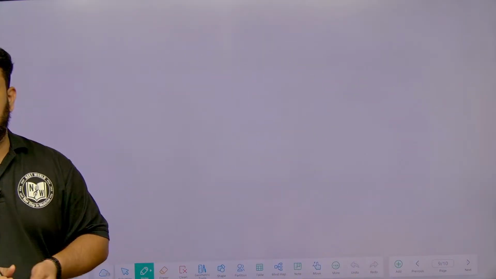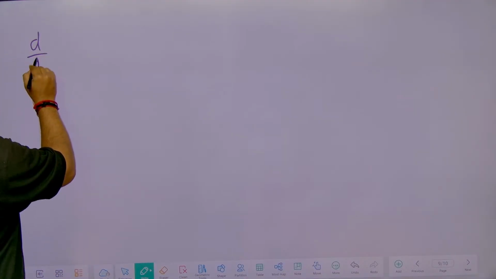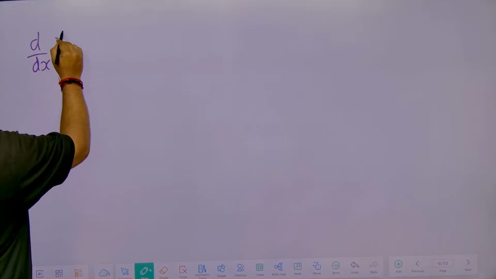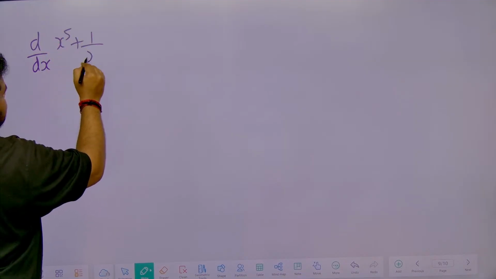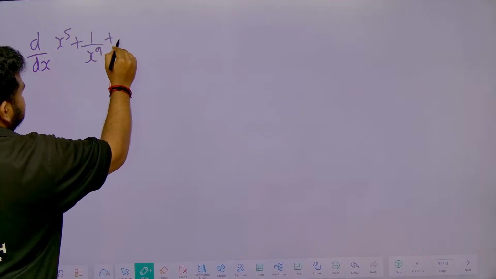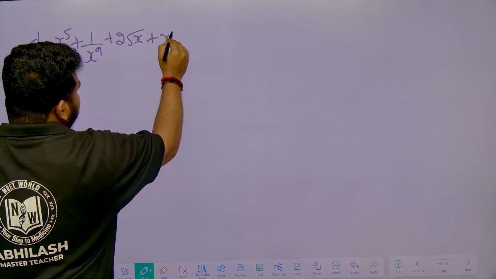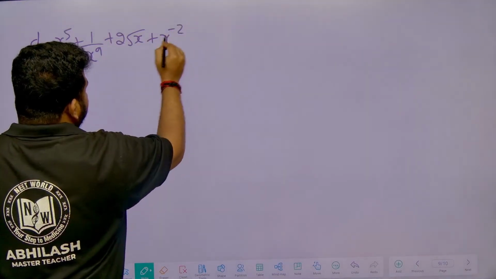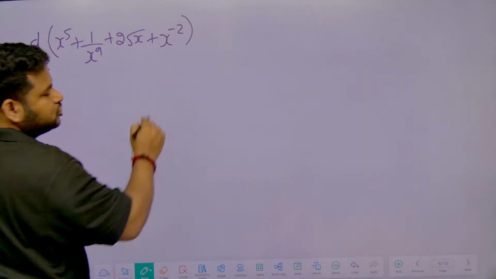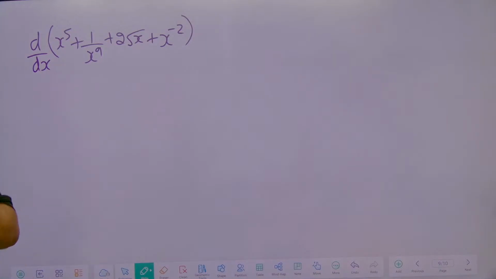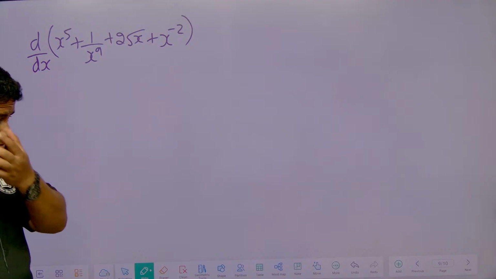Now whatever we have studied till now, let us combine all of it and see how to solve such questions. Suppose they ask you to do d by dx of x to the power of 5 plus 1 by x to the power of 9 plus 2 root x plus x to the power of minus 2. Take up this question, all of you. Try this by yourself. Even if it is wrong, it's totally fine. You have to try, that's it.